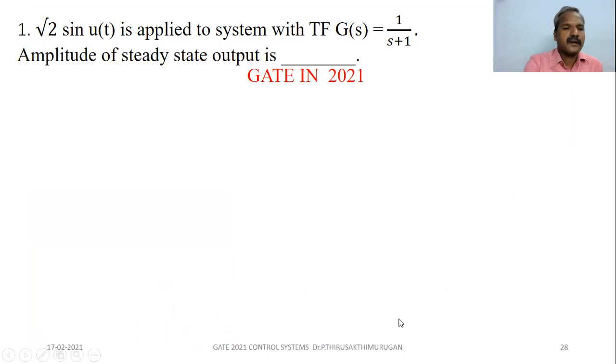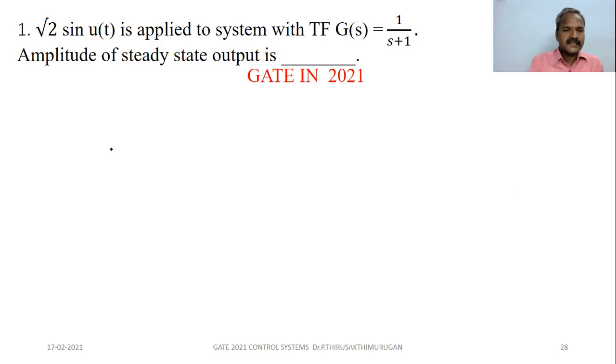Square root 2 sine u of t is applied to the open loop transfer function G of s equal to 1 by s plus 1. The question asks for the amplitude of the steady state output. Amplitude of steady state output means the frequency response, right?